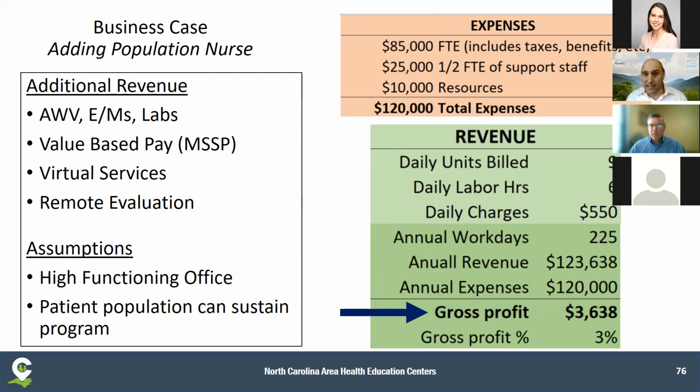And some assumptions here, again, this is a high functioning office to take on this program, and that they have the patient population to sustain this program. And for this specific investment, we're looking at Medicare patients with a lot of chronic conditions. We think we're a primary care office that has a population to sustain this. And that's just one pitch that's tied to a strategic plan. Think about your practice, your patient population, and how you can build a program to sustain taking care of high-risk patients and make some money doing it.